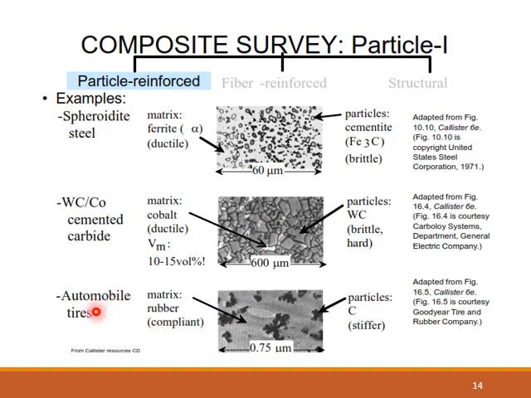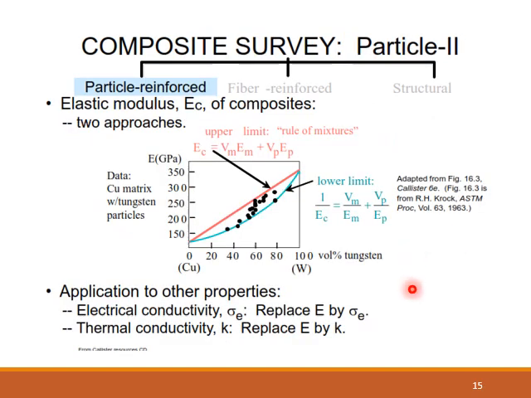We also have automobile tires, the tires that you know in our vehicles. You see that the tire is made up of a matrix that is rubber, that's polymer, that is reinforced with carbon. That is why ordinarily the tire would not be stiff. It is the presence of the carbon particles that has increased the stiffness. So that's a typical example of a particle reinforced polymer.